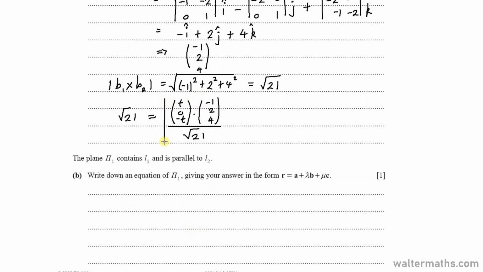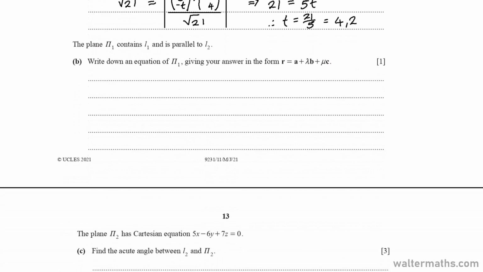So it's all under modulus. With this here, if we multiply both sides by root 21, root 21 will multiply with this root 21, and we are going to get 21. And on the right, if we do the dot product here, we get t times minus 1, which is minus t, plus 0 times 2, which is 0, plus minus t times 4, which is minus 4t, and minus t minus 4t is minus 5t. And since we are under modulus, we'll only have 5t here. Then we can divide both sides by 5. So therefore, t will come out as 21 divided by 5, which is 21 over 5, which as a decimal is 4.2. So that's the value of t right here.